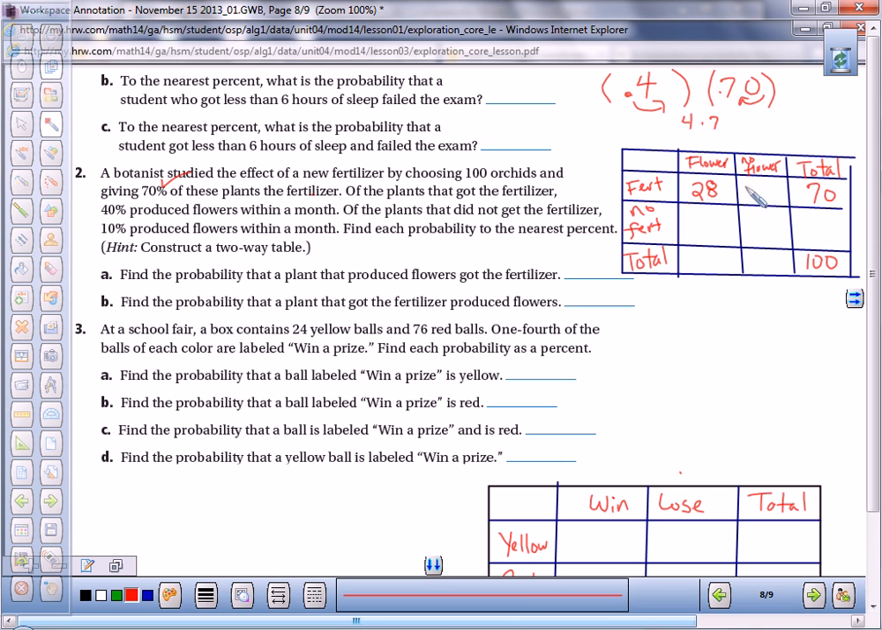Okay, now what other number can I find? You can put the 30 in. I can put a 30 right here because 70 plus 30 is 100. Good. All right, now let's go to my next sentence.